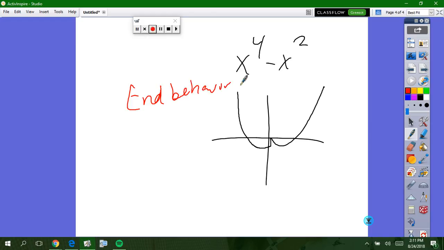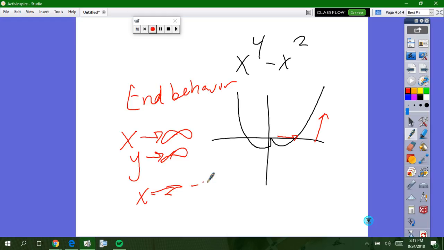And here's what end behavior means. As x goes to infinity, so as x goes this way, what's happening to our y graph? It's going up. Which way is up? Increasing, which is to infinity. As x goes to infinity, y is going to infinity in this graph. You guys agree with me? How about as x goes to negative infinity? As x goes to negative infinity, y is going to infinity.